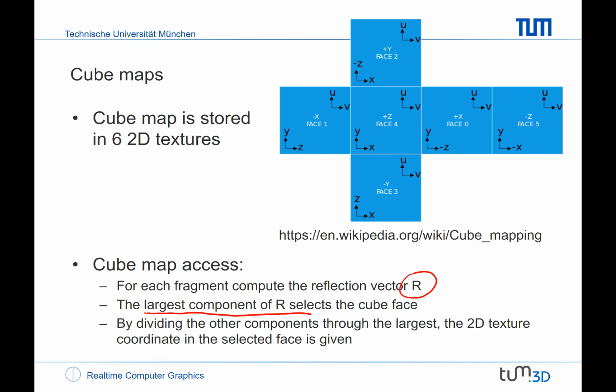And they can be generated by dividing the other components of the reflection vector R through that selected largest component. And this then gives us the local 2D texture coordinates in the selected face.